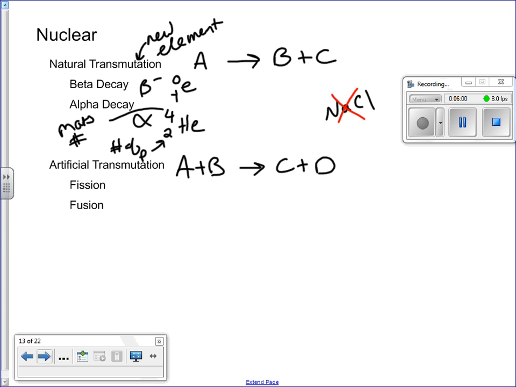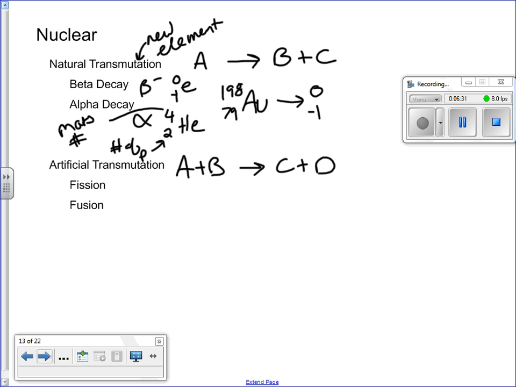Beta decay, some things that undergo beta decay. If I'm looking at my reference table, which I was not, but here it is. Gold-198 undergoes beta decay. Let me erase my NaCl. Here's Au, 198. Gold is number 79. It's natural transmutation, and it undergoes beta decay.